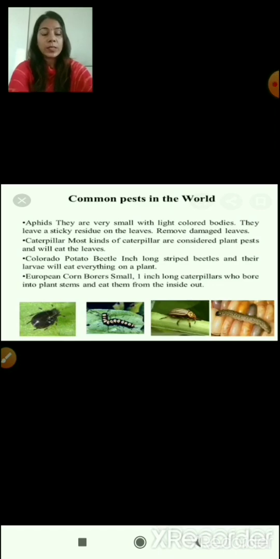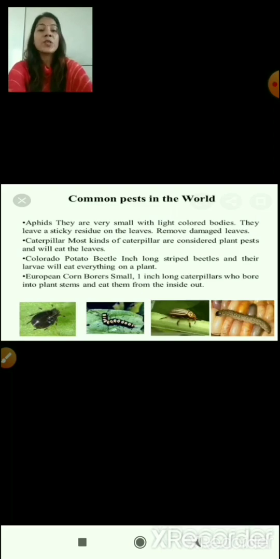In this slide you can see the pictures of an aphid, a caterpillar, a beetle and a borer which is known as the European corn borer. Aphids are very small creatures and they have a very light colored body. When they grow on any leaf, they leave a sticky substance on that leaf, and they can be removed very easily by removing the damaged leaves when their number is very low on the crop plant.